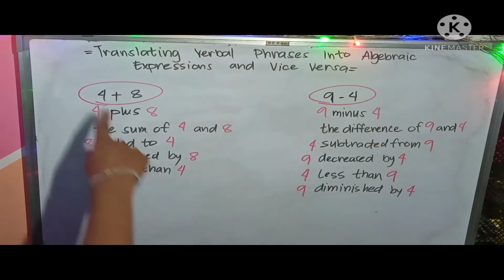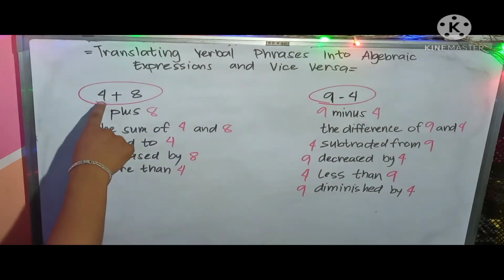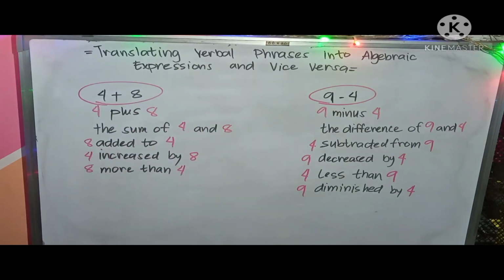So we have here 4 plus 8. Ito daw po ay pwedeng isulat into words: the sum of 4 and 8. So hindi sila nababaliktad: 4 plus 8, the sum of 4 and 8. Pero pagdating sa word na added to, if you use the word added to, mauna si 8. Kasi si 8 daw is added to 4. Si 8 ay dinagdag kay 4.